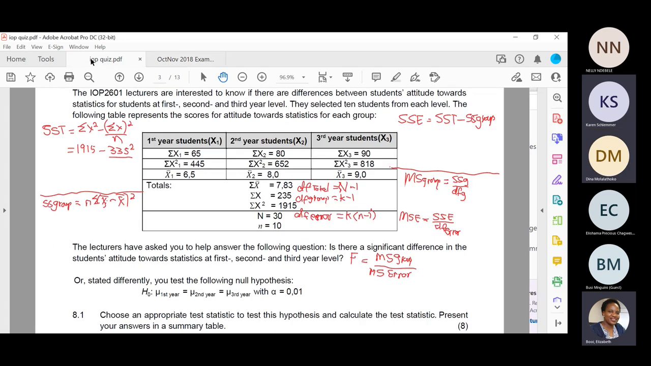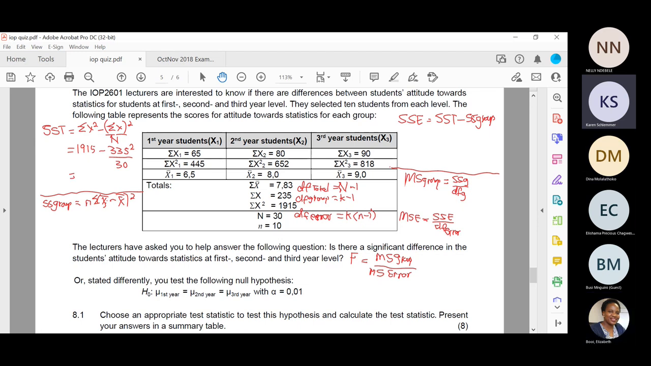235. Oh, yes. I think I also used the wrong N. I need to get it right and use the capital letter N. Divide by 30. Yes, divide by 30. And it's 235, not 325 squared. 235 squared. Yes. Okay.